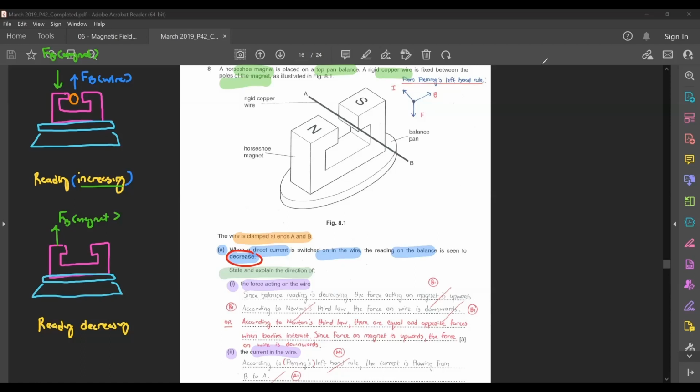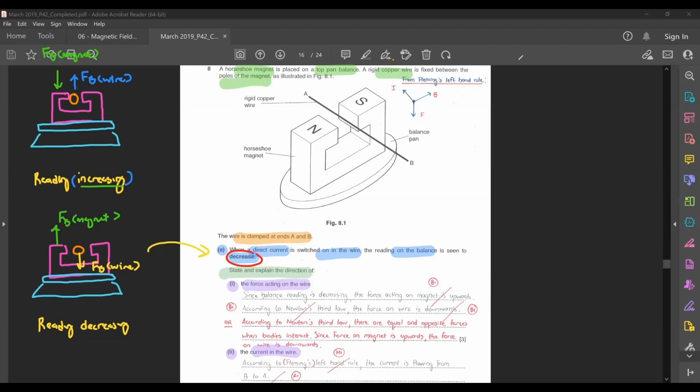So right now, if your wire is in the middle again, since the force on the magnet is upwards, according to Newton's third law, the force on the wire must therefore be acting downwards now. This would be the force acting on the wire. So this is the situation that has been described inside your question right now.